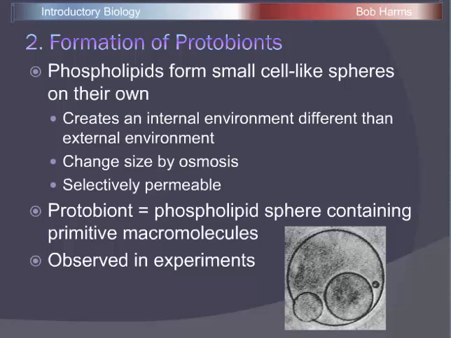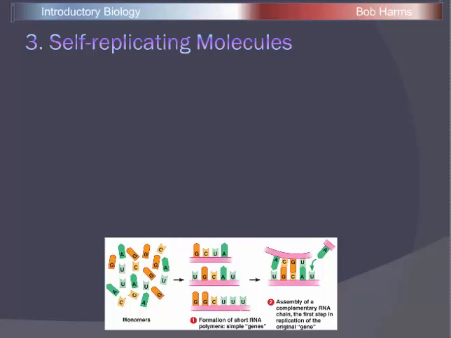And again, while no one experiment has taken us through all these steps, individual experiments have shown us that all of these small steps are certainly possible based on these chemical conditions. Finally, our third major step would be to have self-replication.